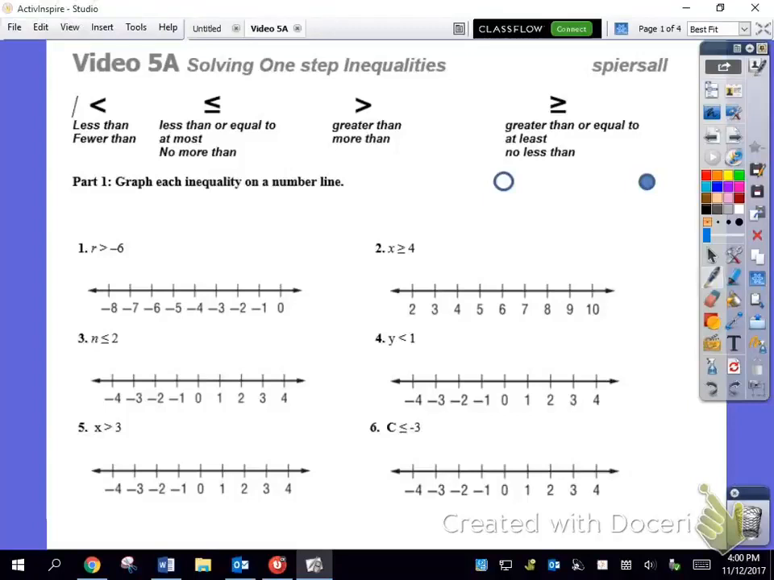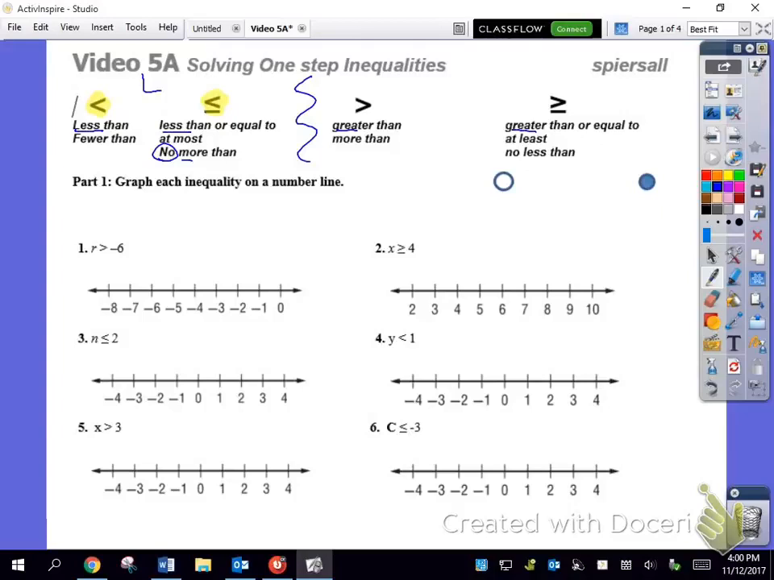Okay, so we have inequalities. Now, when you have inequalities, these two signs, if you were to make that with your hand and straighten it up, resemble an L. Since they resemble an L, that's like less than, fewer than, no more. At most, those things represent the less than. And if it's the other direction, it's going to be greater than, bigger.